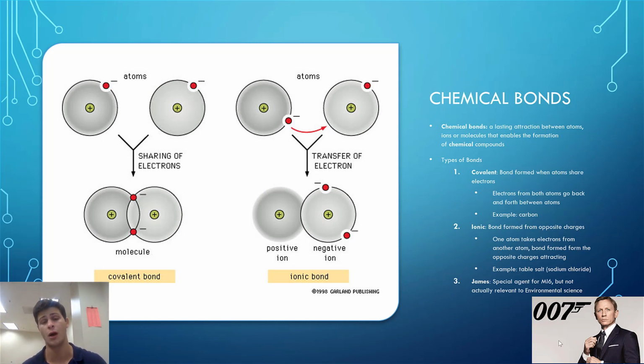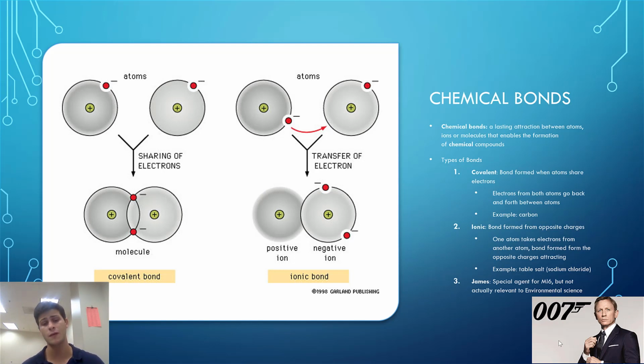Now, there is a third kind of bond, James Bond, but he typically works at MI6, and while I encourage you to watch his movies because he's absolutely awesome, he's not actually relevant to fundamental principles of chemistry or environmental science at all. I just think he looks cool and that he belongs on there.